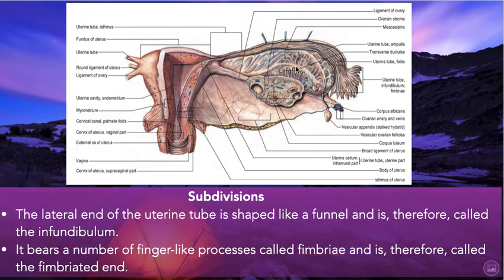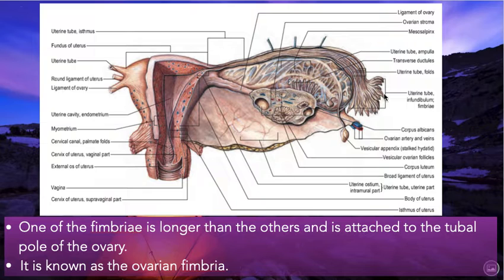The subdivisions. The lateral end of the uterine tube is shaped like a funnel and therefore it is called the infundibulum. Now, this infundibulum bears a number of finger-like processes called the fimbriae. Therefore, it is called the fimbriated end. One of these fimbriae is longer than the others and is attached to the tubal pole of the ovary. This is called the ovarian fimbria.